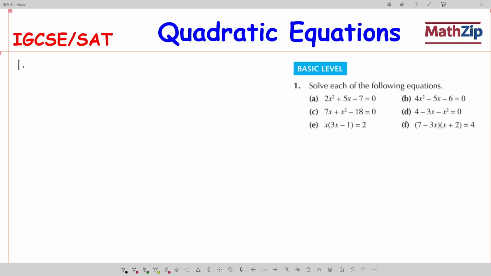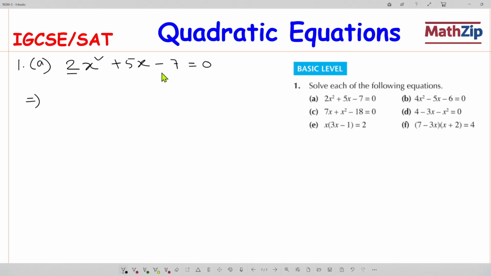Welcome to MathJip. Today's topic: quadratic equations. We are going to simplify the following equations. Number 1, A: 2x² + 5x − 7 = 0. There are lots of ways we can solve these kinds of equations, but here we are going to factorize this one to find out the value of x.